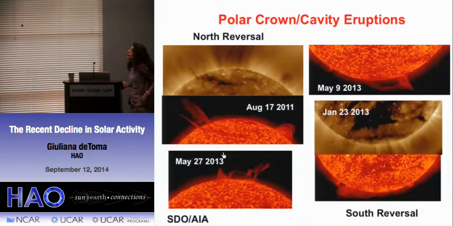The polar reversal at the photosphere corresponds to a very typical series of eruptions occurring at high latitude in the corona. Starting in about 2011, we've seen a number of polar crowns, this dark polar region, which represents a neutral line near the poles. And we've seen a number of eruptions going on, which have continued until 2013, which is an indication of the slowness of reversal in the north, and the same thing happened in the south, especially during 2013.